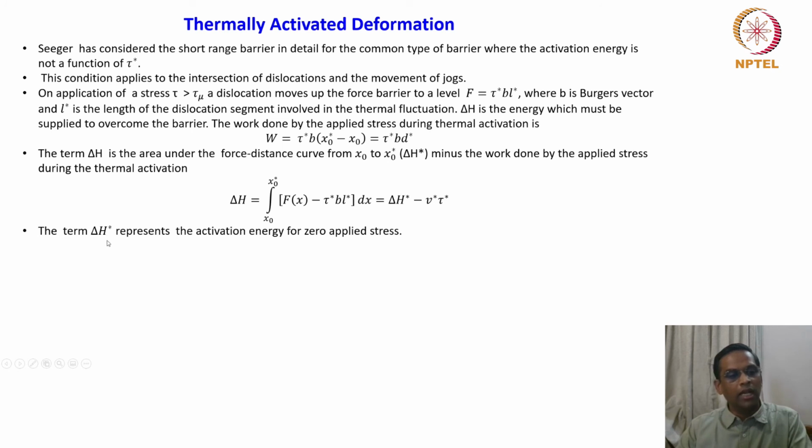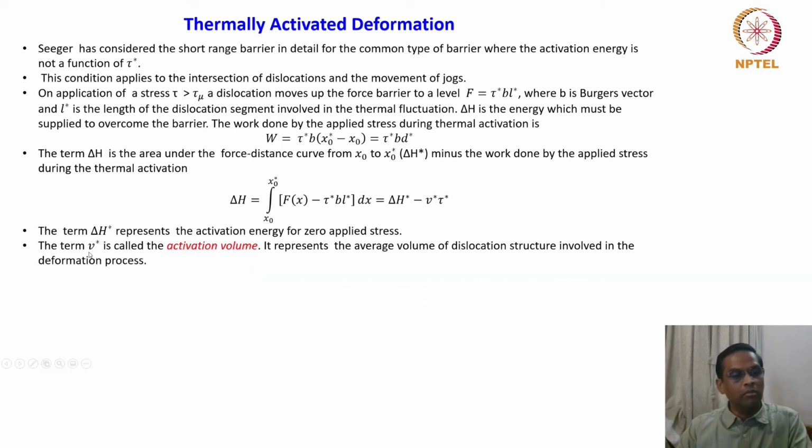The term delta H star represents the activation energy for zero applied stress. The term V star is called the activation volume. It represents the average volume of dislocation structures involved in the deformation process. If you recall, we have used this term activation volume even in the deformation maps of non-crystalline material, metallic glass, etc.